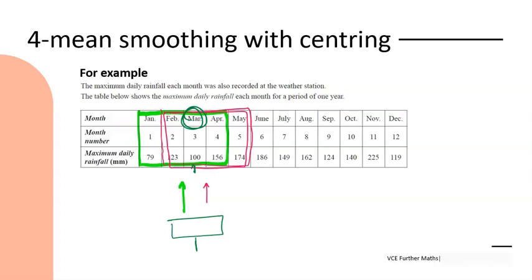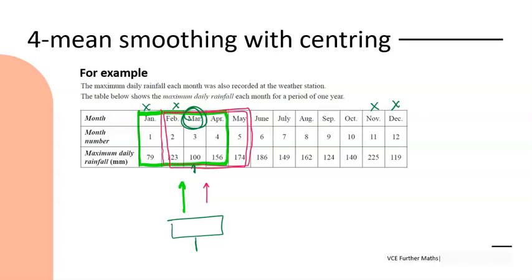And much like our odd group sizes, we do lose some data points either end. With 4 mean smoothing, we will lose 2 points at the lower end and 2 points at the upper end of our data because of the way these values are constructed. So to calculate those numbers, let's fill in some gaps here.